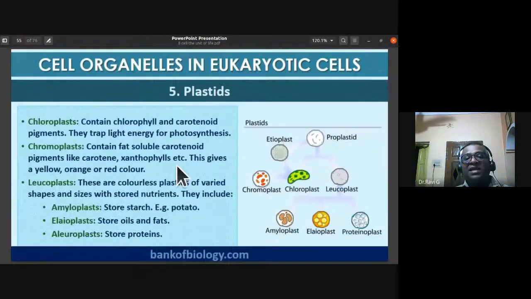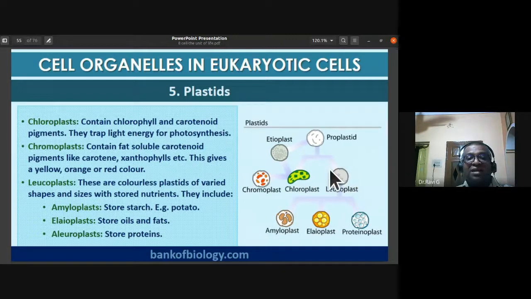Chloroplasts contain chlorophyll and carotenoid pigments. They trap light energy for photosynthesis. The chromoplasts, on the other hand, contain fat-soluble carotenoid pigments like carotene and xanthophyll. This gives a yellow, orange, or red color to the chromoplasts.